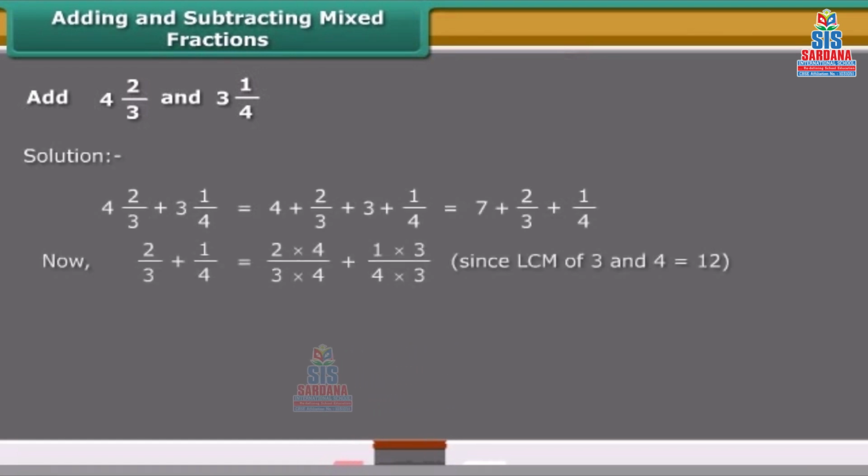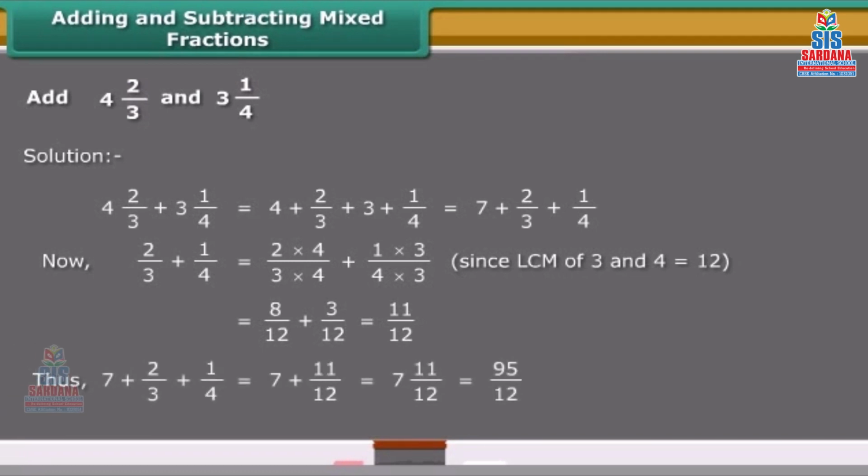Mixed fractions can be written either as a whole part plus a proper fraction or entirely as an improper fraction. One way to add or subtract mixed fractions is to do the operation separately for the whole parts and the fractional parts. The other way is to write the mixed fractions as improper fractions and then directly add or subtract them.